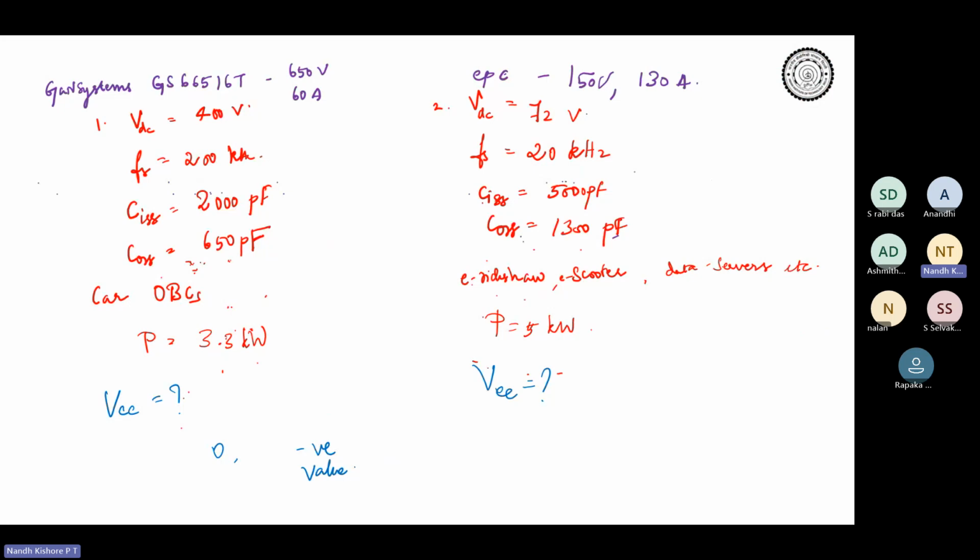Okay, fine. So this is one scenario. And for case number one, is it fine if we use a zero value for VEE, or should we go for a negative value?